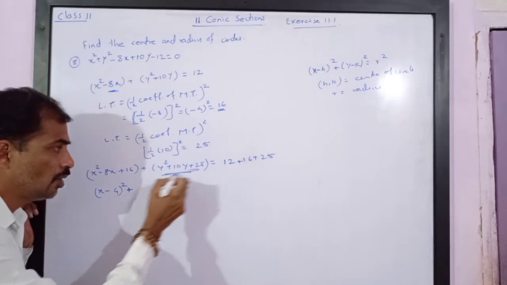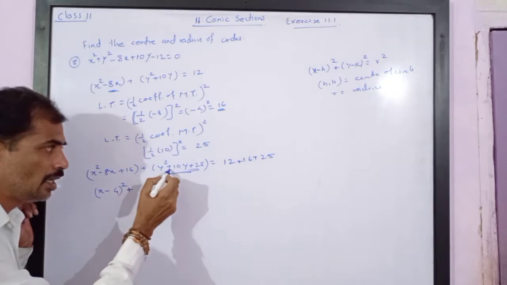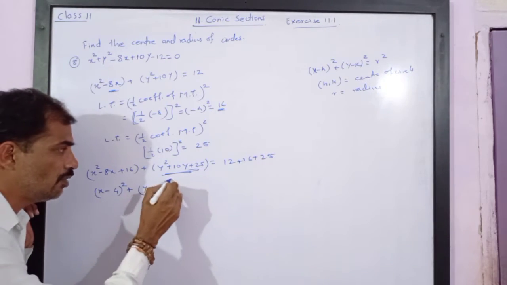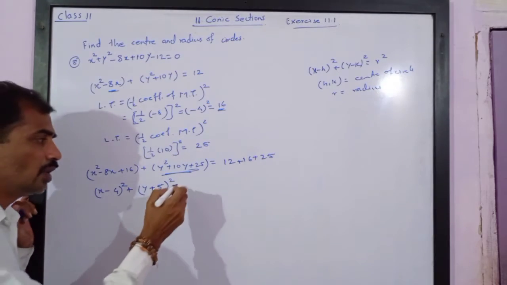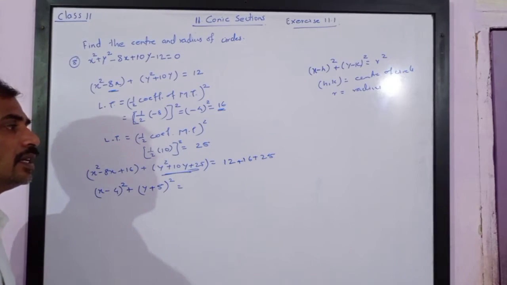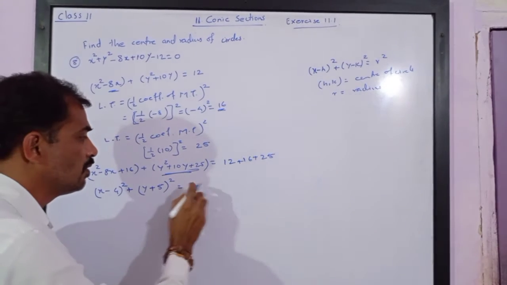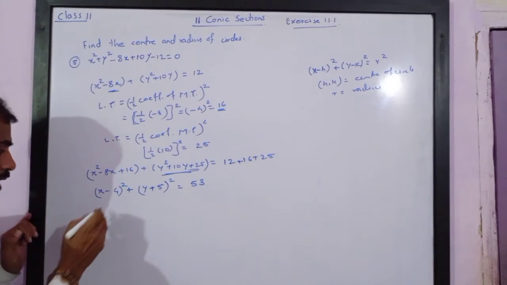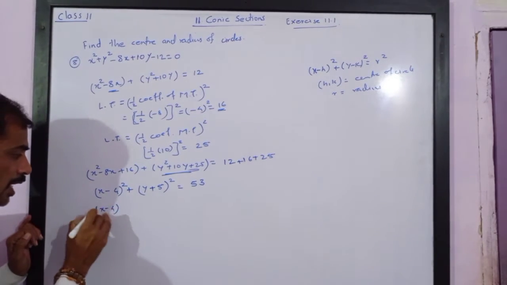For this, we have y. Now please note the sign is plus, and the square root of the last term is 5, bracket square. This is equal to 12 plus 16 is 28. 28 plus 25 is 53. So this is equal to, please note, x minus 4 bracket square.